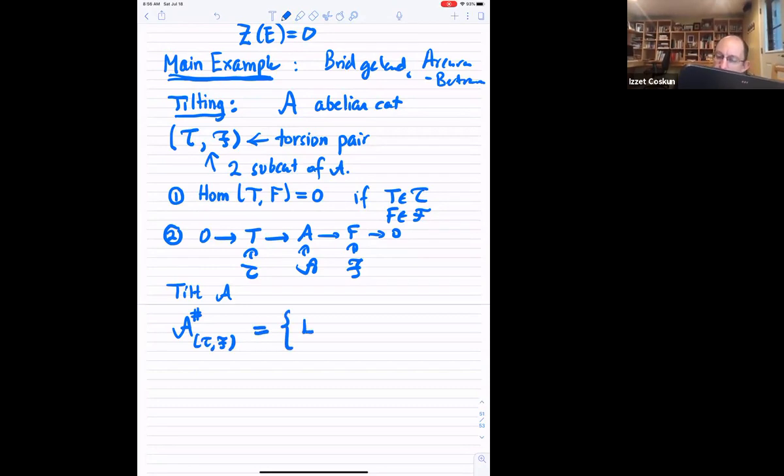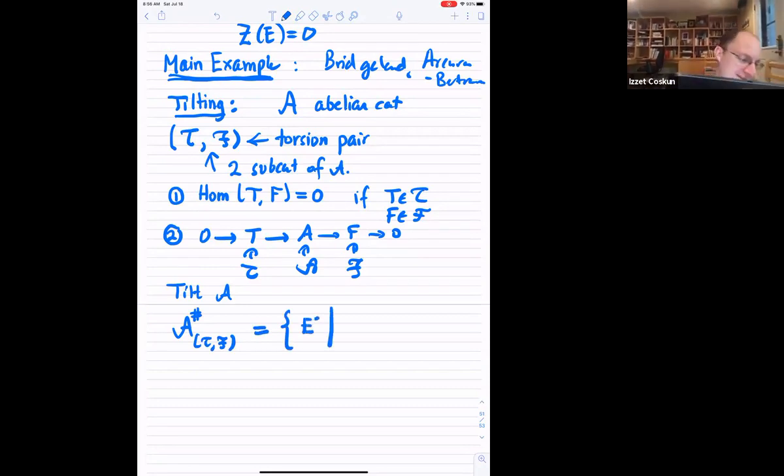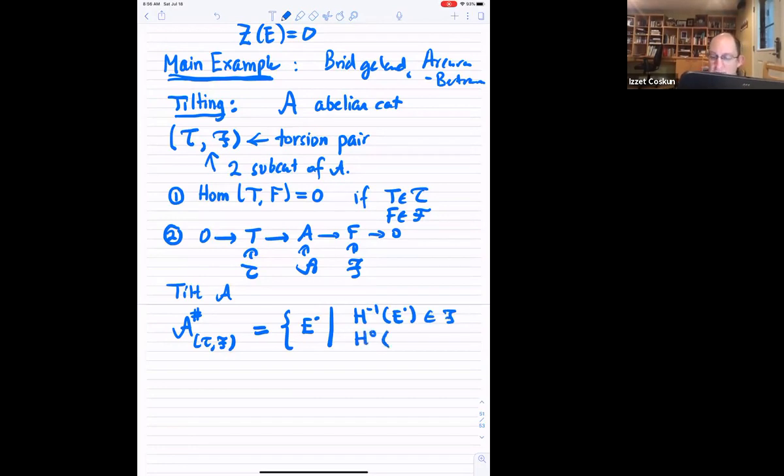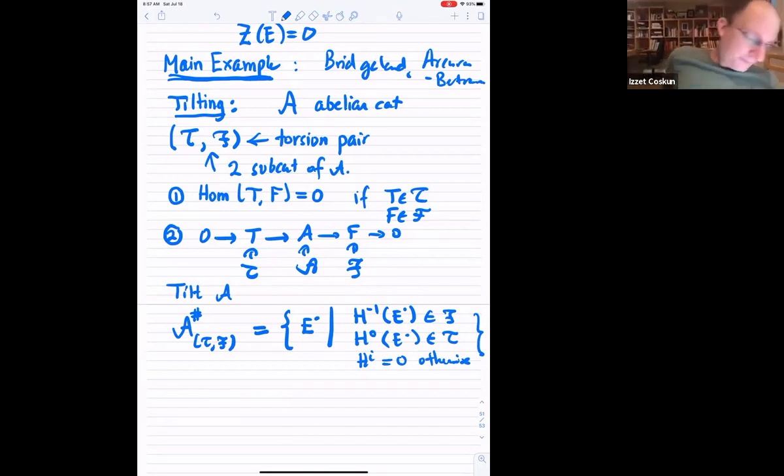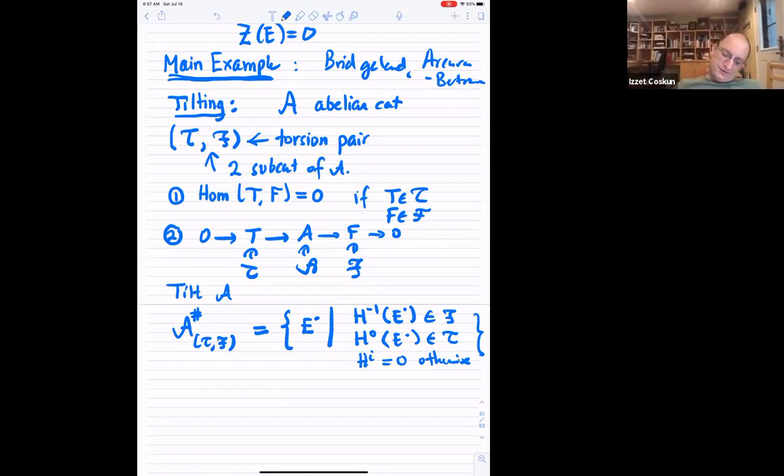And what it just means is that you look at complexes, okay, such that the minus first cohomology of this complex lies in F, and then the zeroth cohomology of this complex lies in T, and then all other cohomology is 0. Okay, so then you get a new category in the derived category. It turns out that this is also an abelian category, and if A was the heart of a bounded t-structure, so is this one. Okay, so this allows you to get the new abelian category. All right. Okay, so now let me write this new heart of a bounded t-structure.